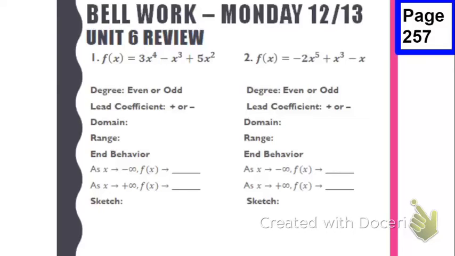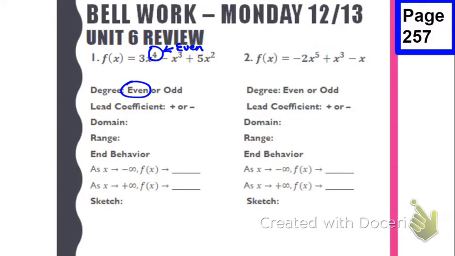All right. Let's talk about the bell work. First one, odd or even degree? Even. How do you know? Because the exponent is an even number. Yep. The biggest exponent is an even number, and so that means that we have an even polynomial.